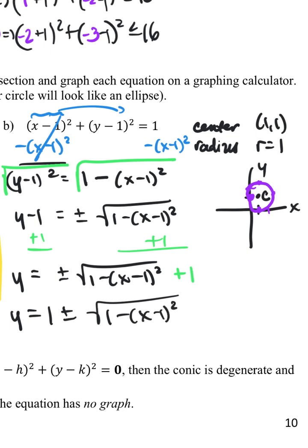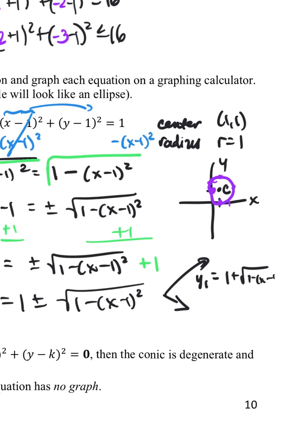Now, I have 2 equations I can put into the calculator, don't I? I have as y1, 1 plus the square root of 1 minus x minus 1 quantity squared. And for my y2, I have 1 minus the square root of 1 minus x minus 1 quantity squared. So go ahead and put that into the calculator. And we have to be very careful that for that radical expression, we put parentheses around the entire radicand. And see if you get this circle, which we know what it should look like.